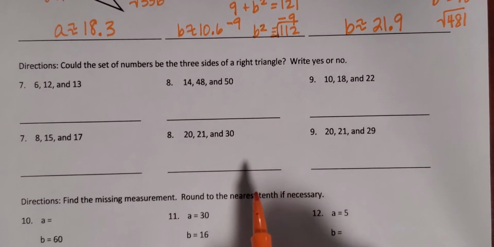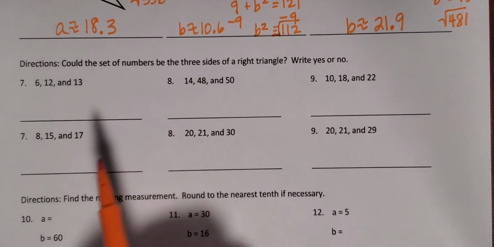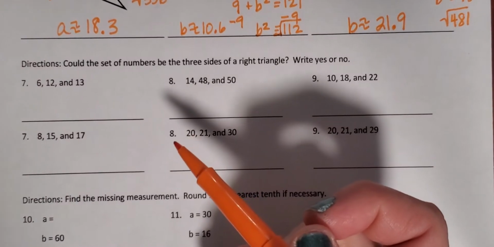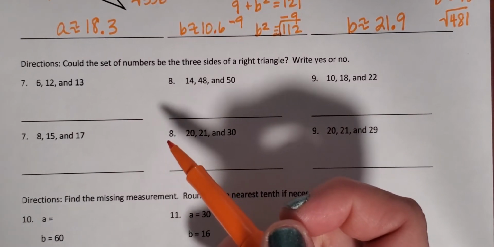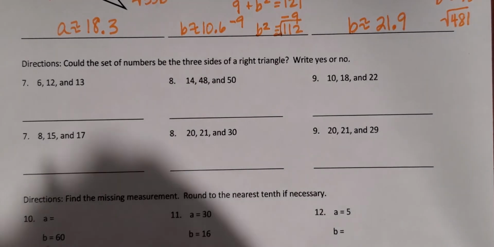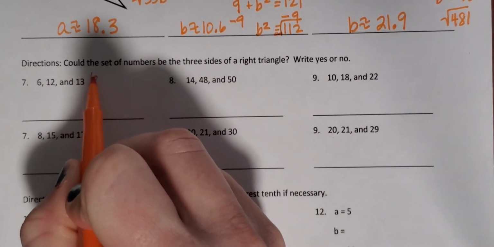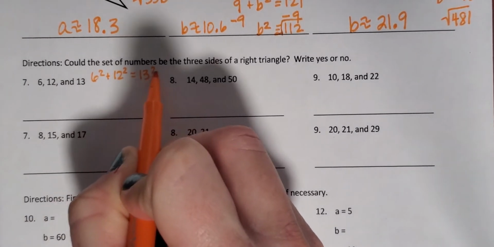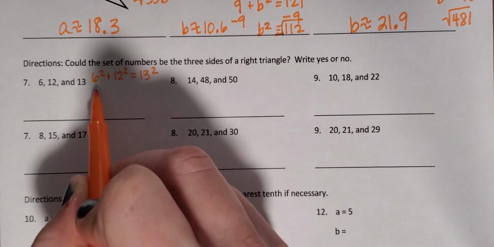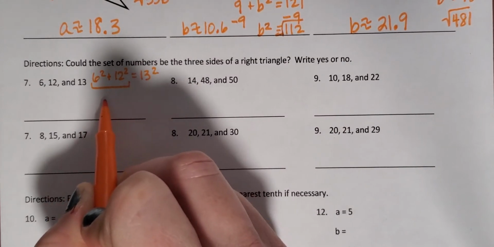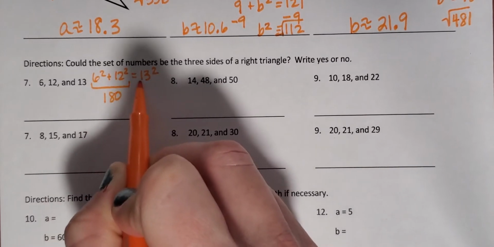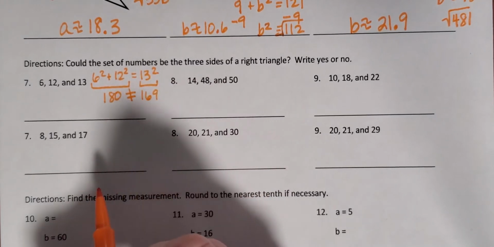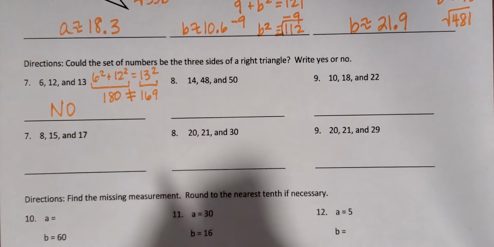So these numbers are off, but the next set, we have to determine if it's going to make a right triangle or not. So we have to prove that the two short sides squared and added together would equal the long side squared. So I would have 6 squared plus 12 squared equals 13 squared. And if I add these two sides together, it is going to equal 180. And this side is going to equal 169. Since these two numbers do not equal, it would be a no.